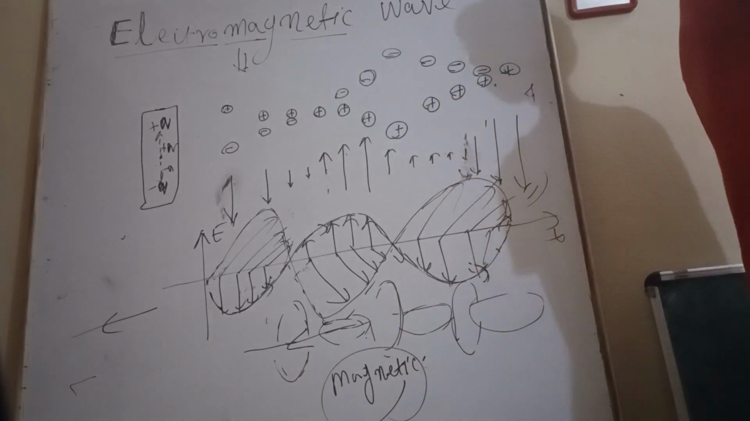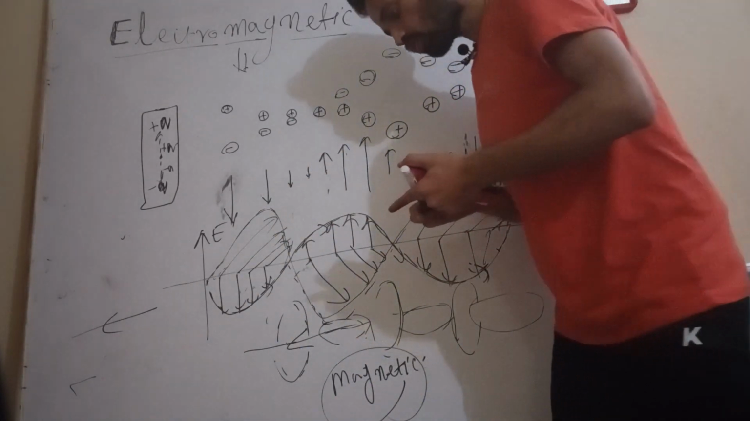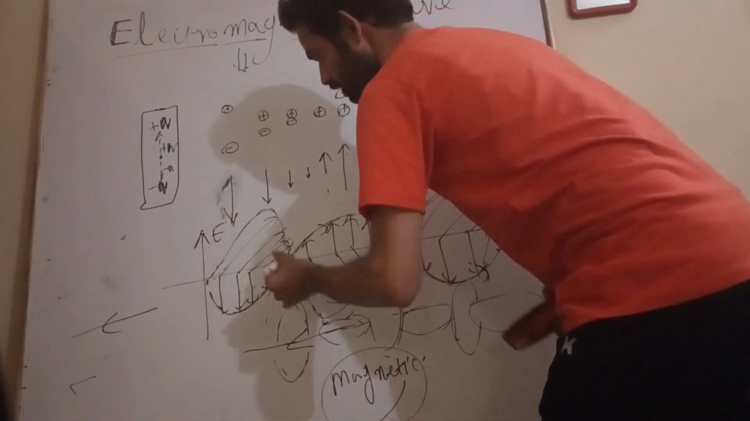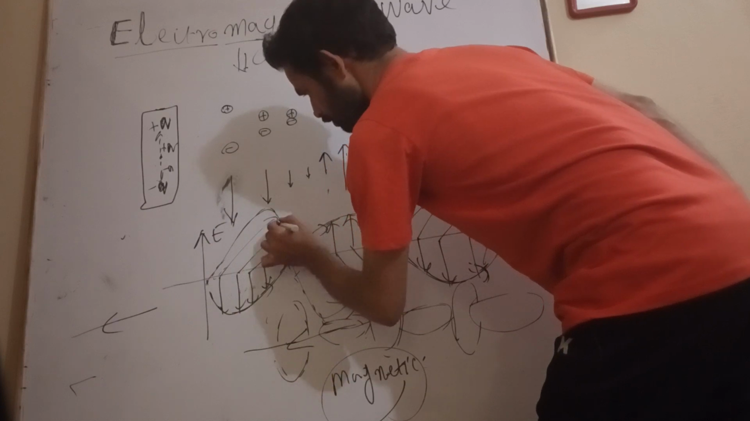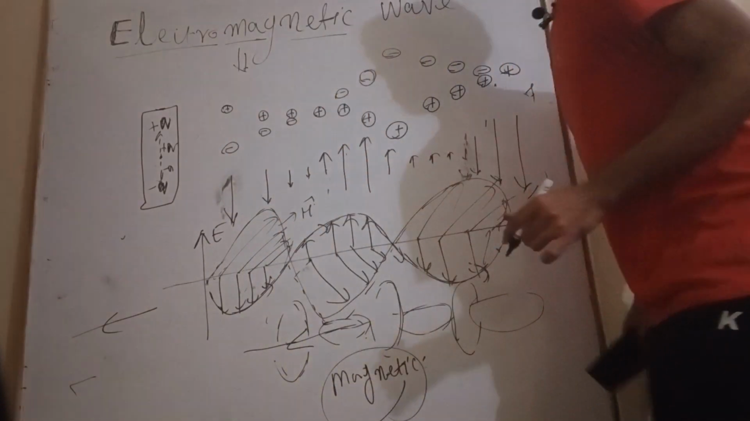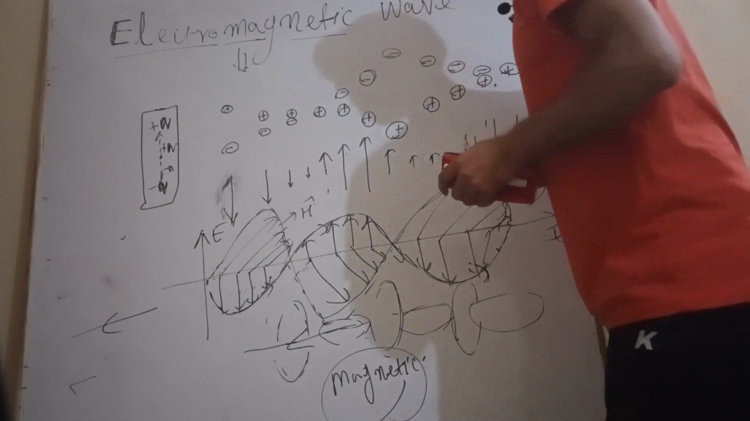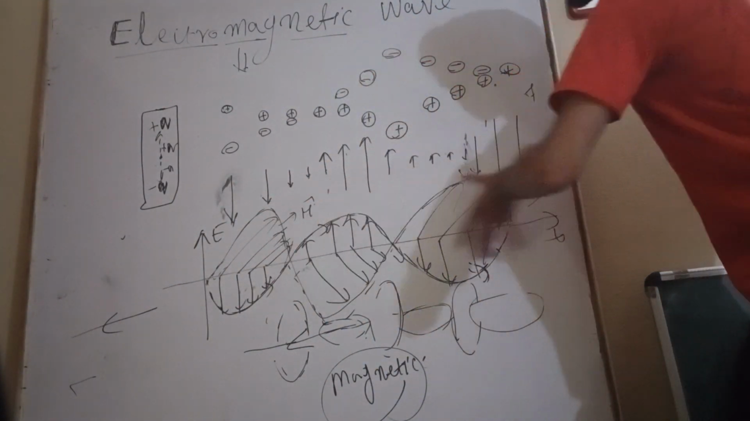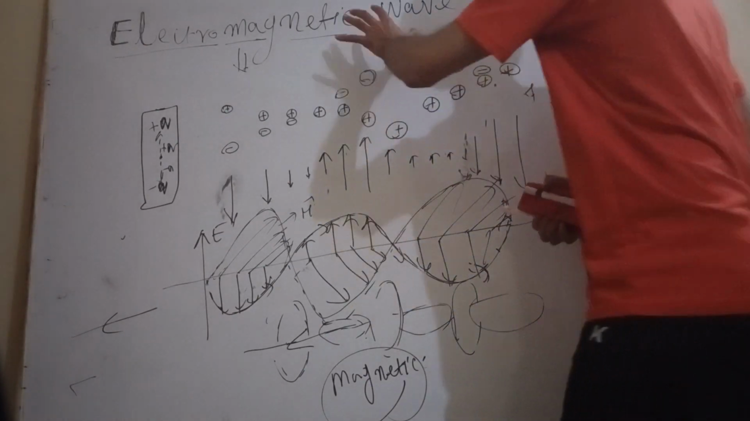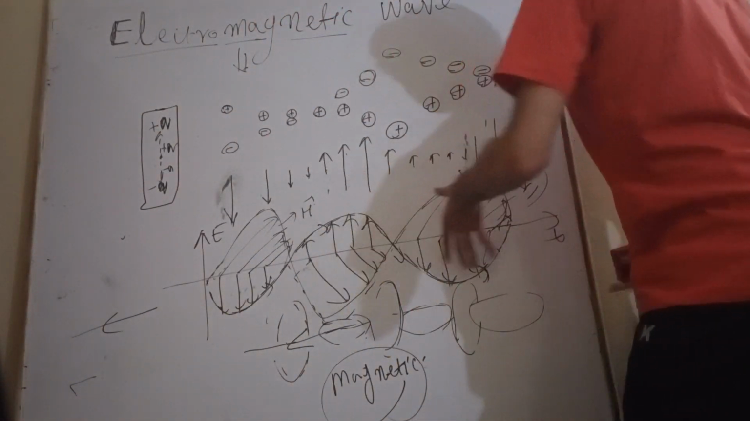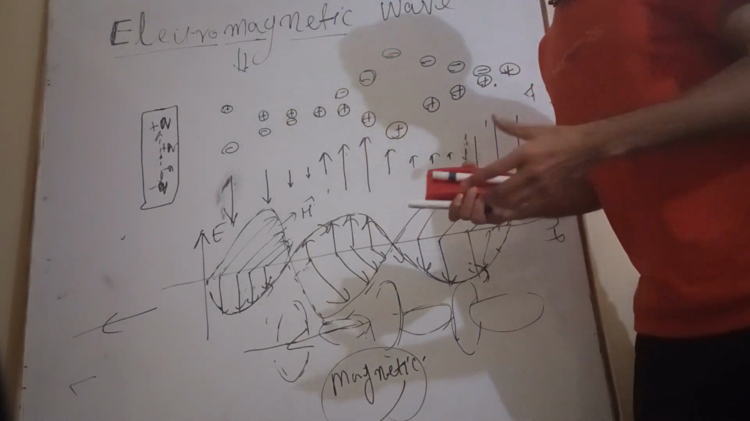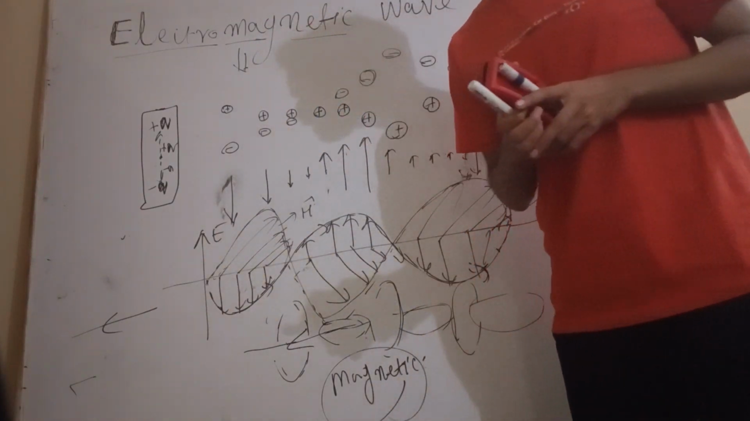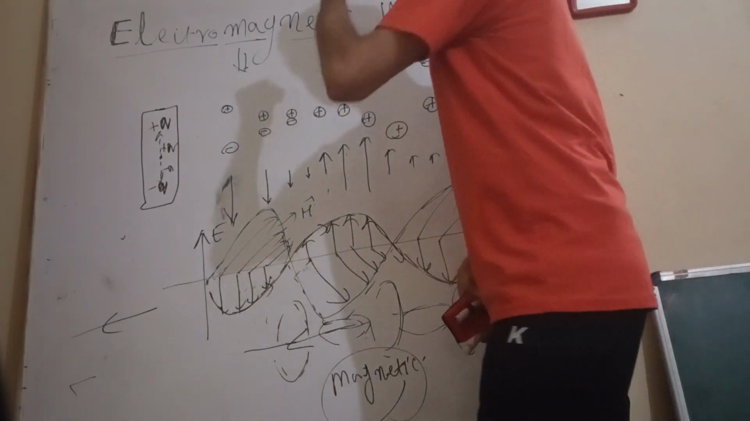So this is my rate of change of electric field and magnetic field. So change in electric field. This is my electric field, and this one is my magnetic field. Change in electric field will generate a magnetic field. This is the propagation of electromagnetic wave. In this way, the electromagnetic wave is generated. The actual source of electromagnetic generation is nothing but oscillation of charge.